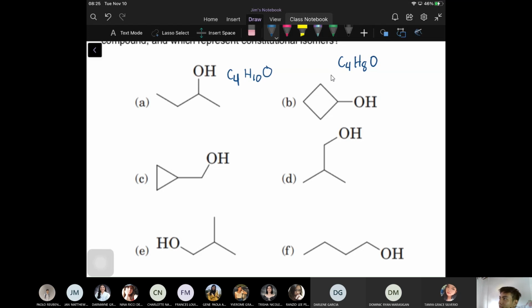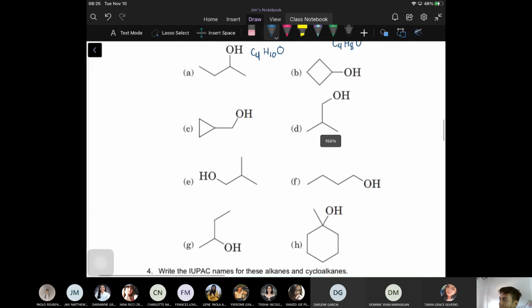Okay, so ganun ha. Depending on the number of bonds sa carbon, ganun karami yung hydrogen. No? Yung matitira doon, yung hydrogen. Okay, so I want you to do the rest.